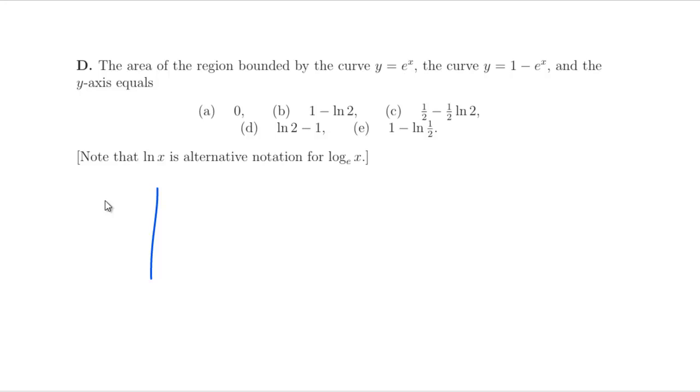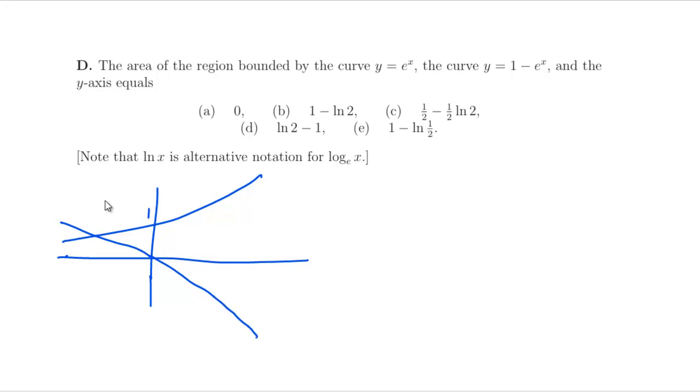So we are going to have a bit of negative kicking around here. E to the x, so we've got that thing going on. That's going through 1. And we've got 1 minus e to the x. So we're flipping it and moving it up. So it's going to be going like that. And we want what bit? We want the region bounded by those curves and the y-axis. So we want this bit here.